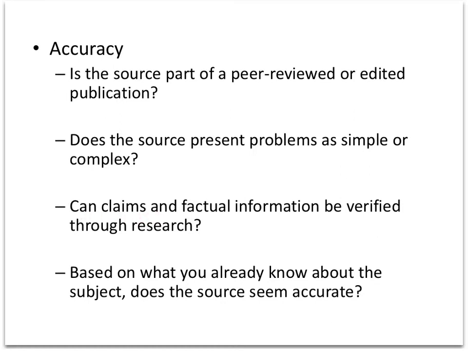And finally, these two questions here are kind of related. Can any claims, research, or factual information be verified? Well, if an author cites another author or another source or another piece of research, is there any way for you to find that other author, source, or piece of research? And finally, based on what you already know about the subject, does it seem accurate? Does it just seem wrong? If you're reading through a source and find that something just doesn't quite feel right, double check the facts. You might be surprised with what you find.